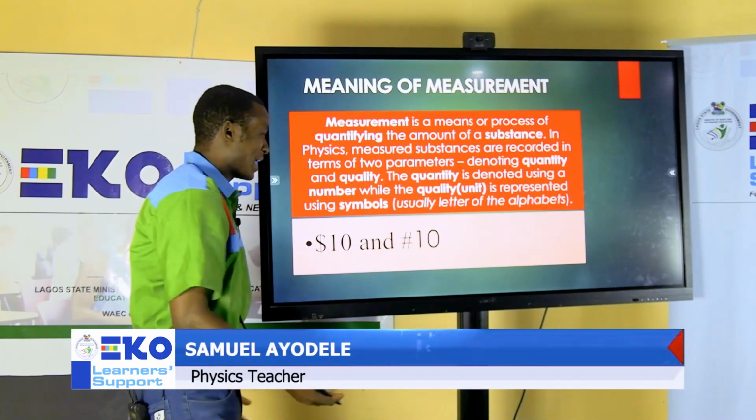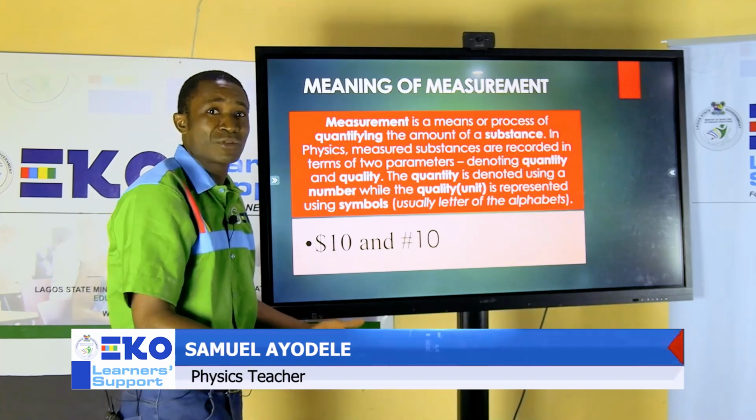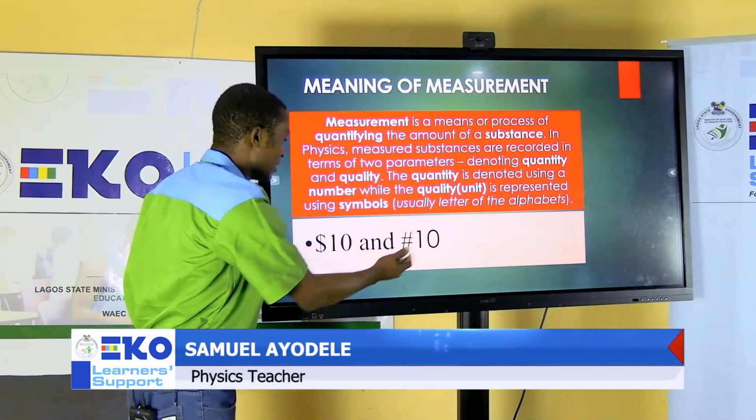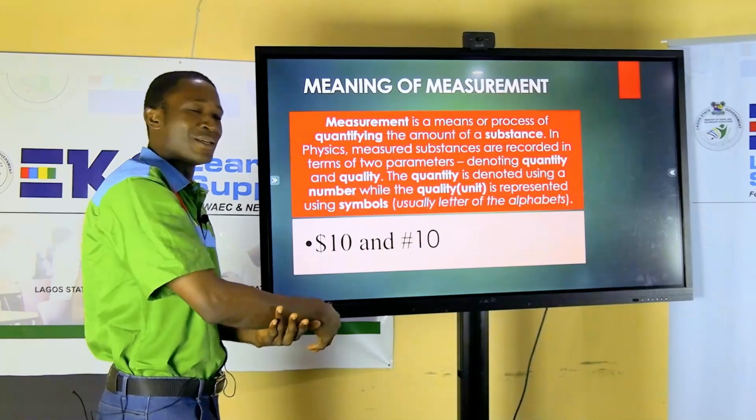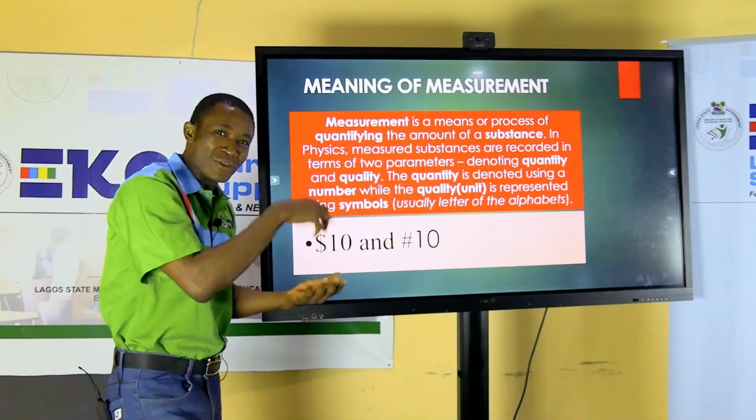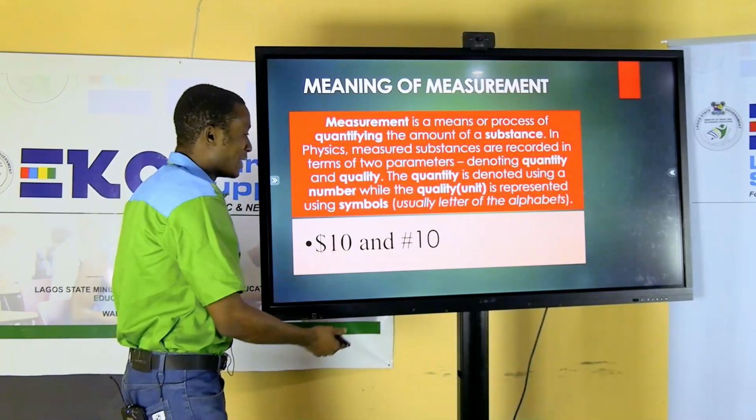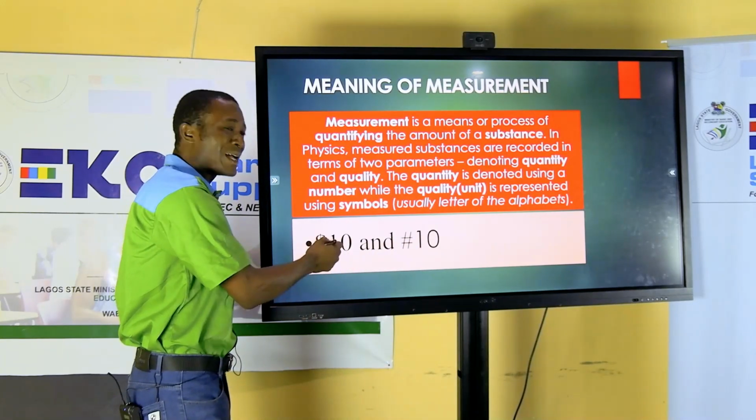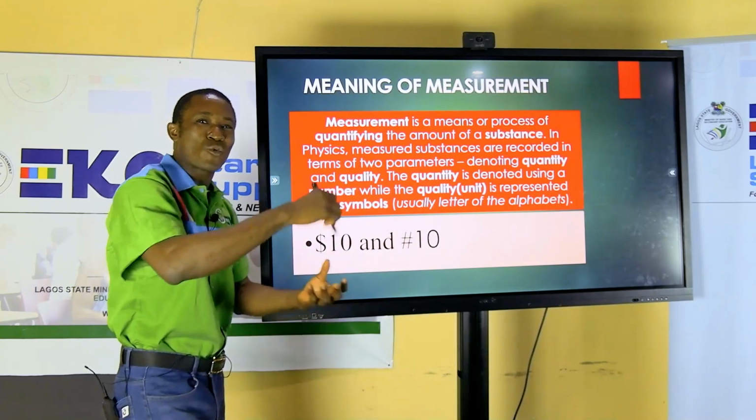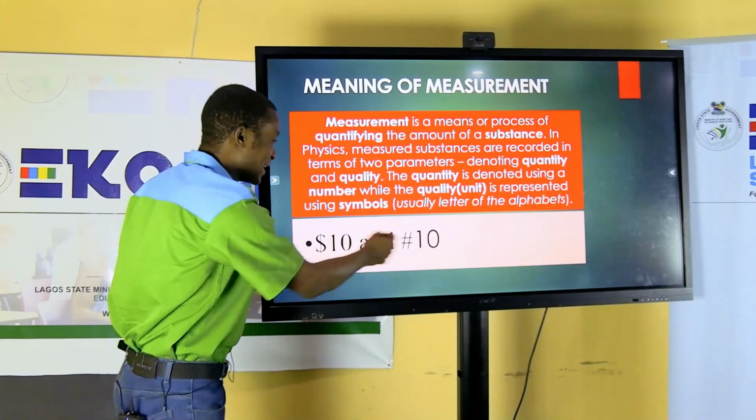Both of them are 10. Let's say both numbers are 10, 10 here, 10 here. So what is the quality? That is the unit. The quantity is the number, which is 10. So this is $10. This is 10 naira. So the dollar gives the difference. That is the quality of the 10 we are having.